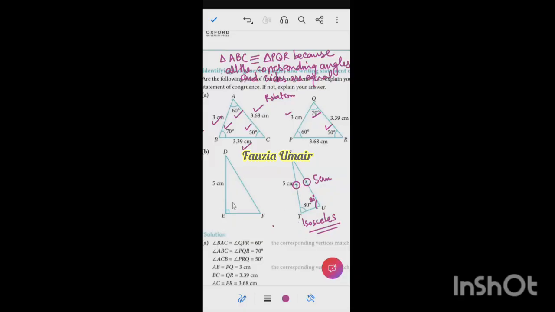Okay? Now just look at this one. If these two angles are 80, then this one cannot be 80. It can only be a 20 degree angle. Now just look at this figure. This angle is 90 degrees.